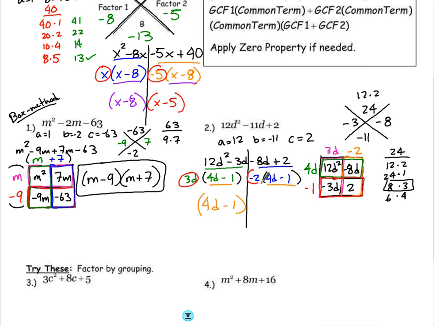Or if I do it by my box method, my factors are kind of listed out here on the sides. I have a 4d minus 1 multiplied with a 3d minus 2. So you can see the advantages to both methods. You can really choose whatever one you would like to do, but make sure that you're consistent and you follow the steps exactly that way.